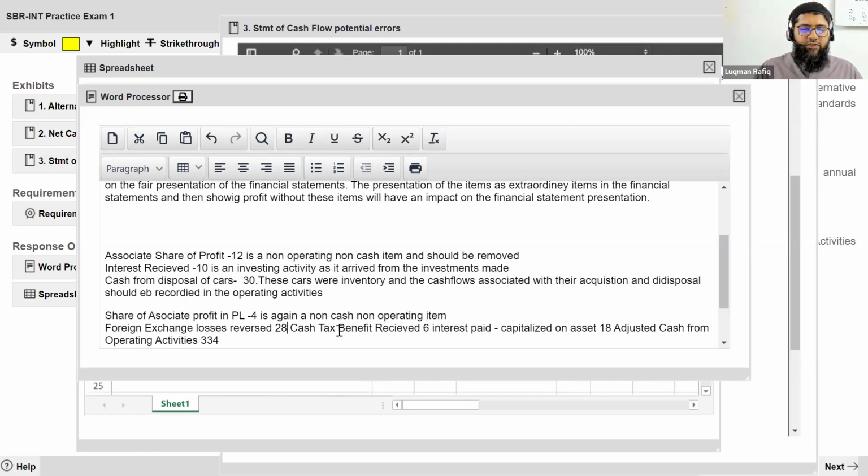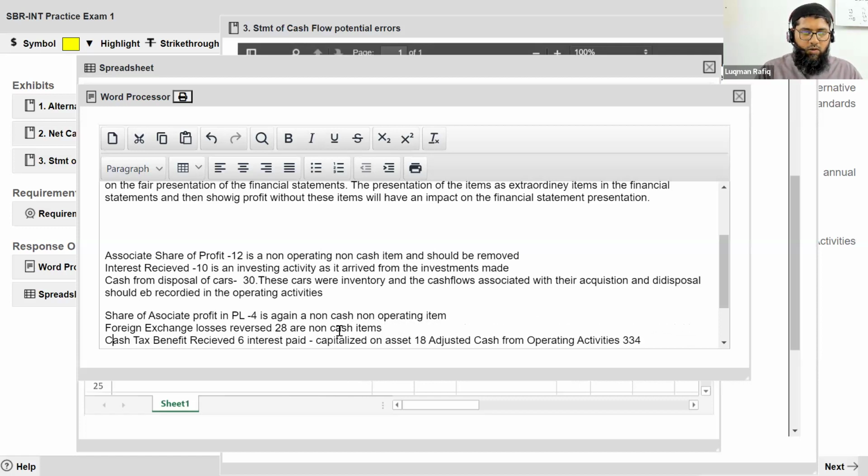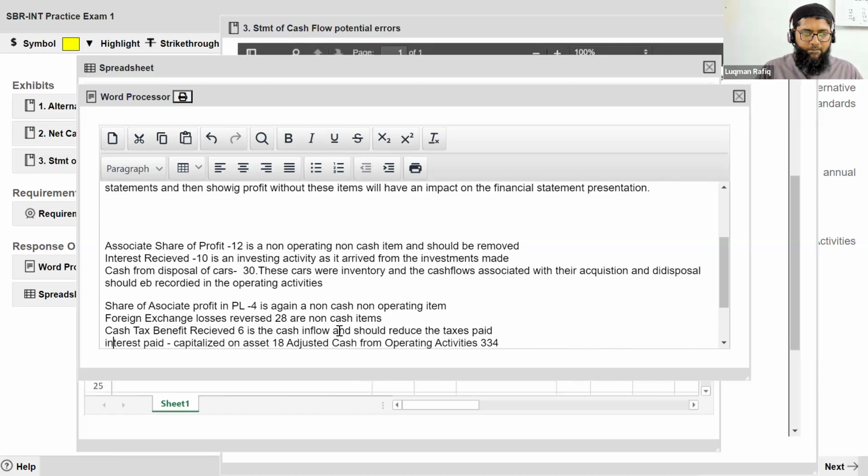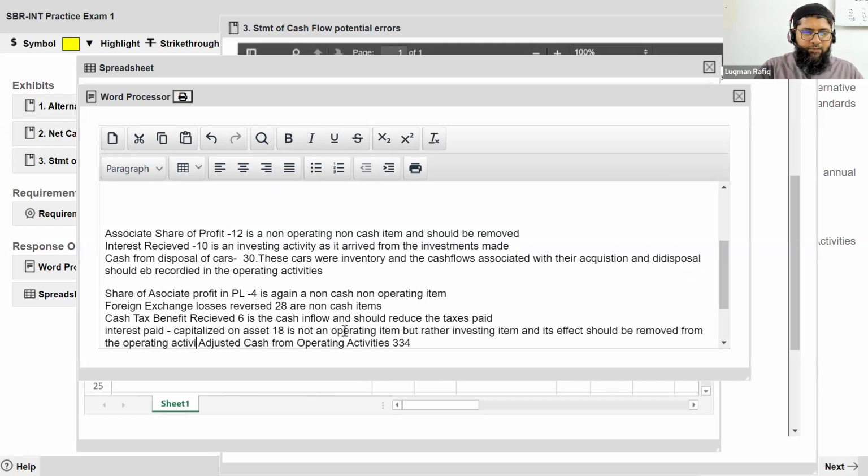The foreign exchange losses of 28 are non-cash items. Is the cash inflow and should reduce the taxes paid. The interest paid capitalized on asset is not an operating item but rather an investing item, and its effect should be removed from the operating activities.